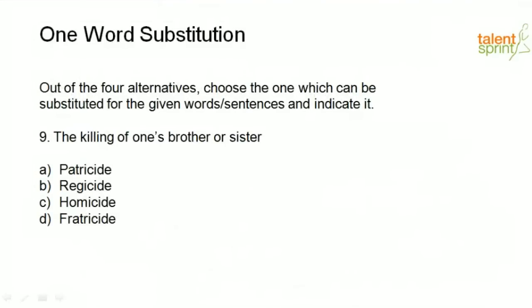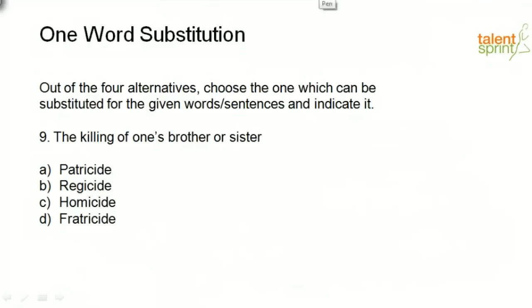The killing of one's brother or sister. Again, in fact, we looked at a couple of words in our previous example, right? Patricide and homicide. We already know what those are. Patricide, we said killing of one's father. Homicide, we said one human killing another human. So we are only left with B and D. Regicide and fratricide.